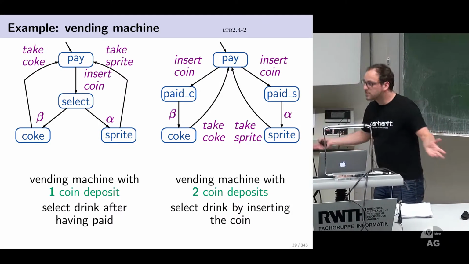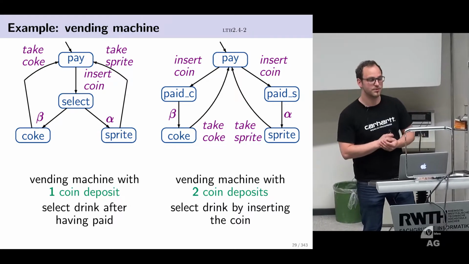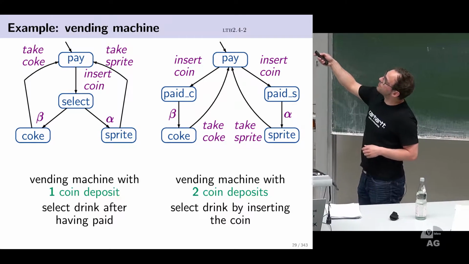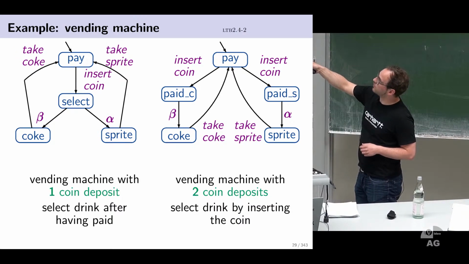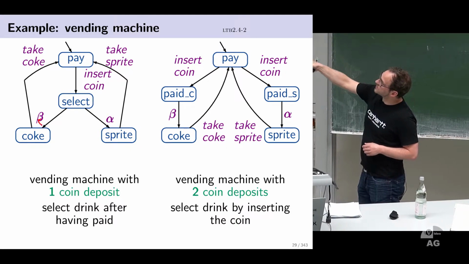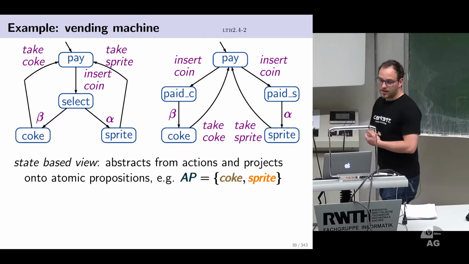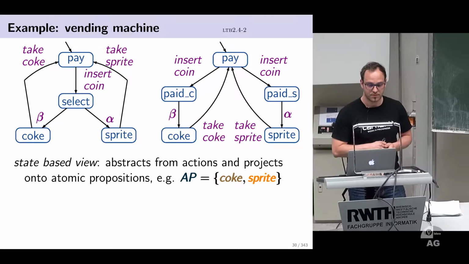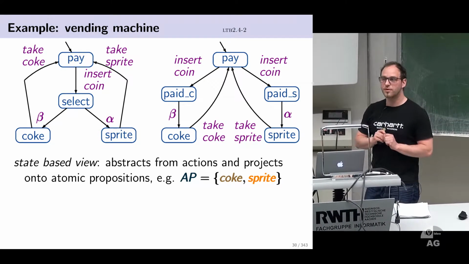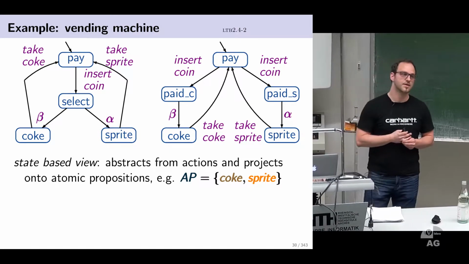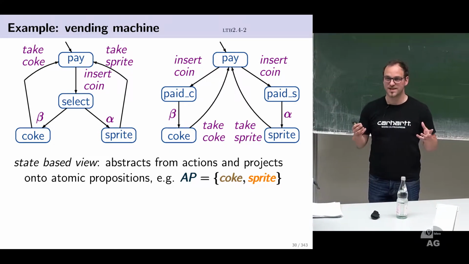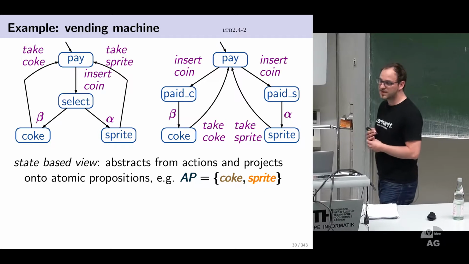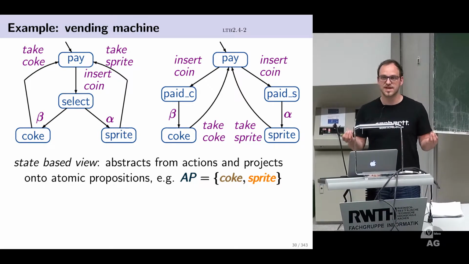So let's extend that to proper transition systems. So we also have actions along the transitions, and they are more or less the same in both transition systems. So when you get a Coke, it's labeled with take Coke. Selecting Coke is the same, and so on. But as we said, we want to abstract from the actions along the transitions in the state-based view. And what I haven't told you before, but this will also be the case, we're going to project the states to their atomic propositions, to their labeling. So that means that states that have the same labels are indistinguishable.